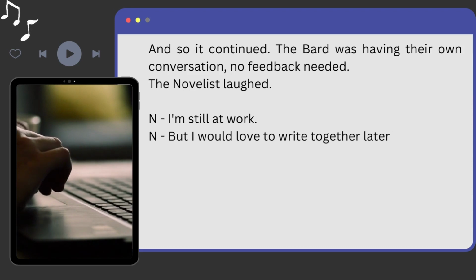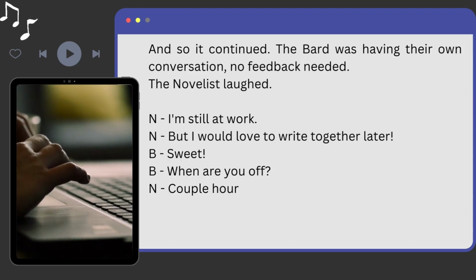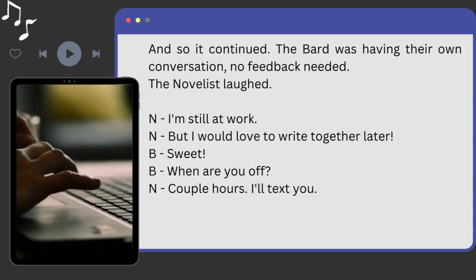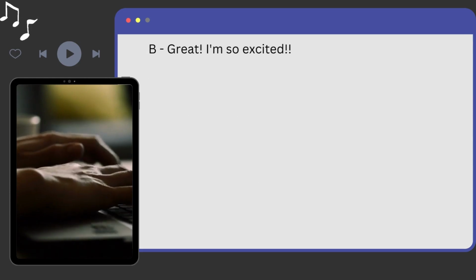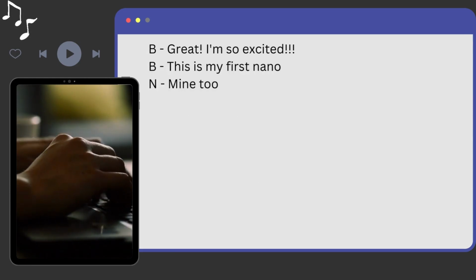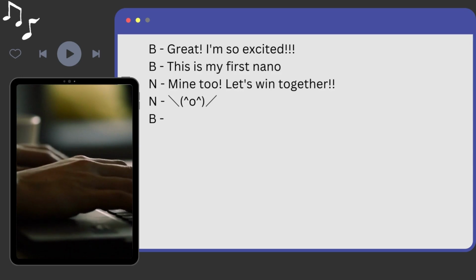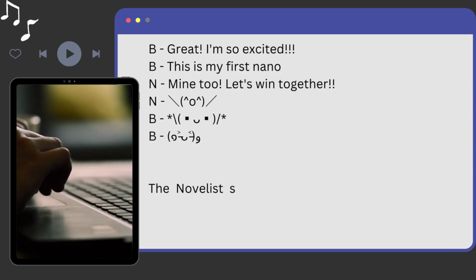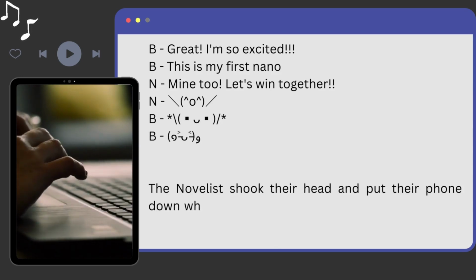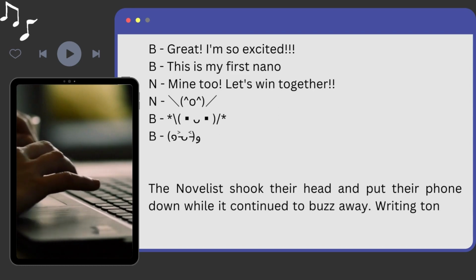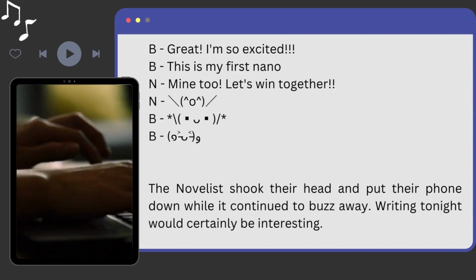I'm still at work, but I would love to write together later. Sweet, when are you off? Couple hours. I'll text you. Great, I'm so excited. This is my first Nano. Mine too. Let's win together. The novelist shook their head and put their phone down while it continued to buzz away. Writing tonight would certainly be interesting.